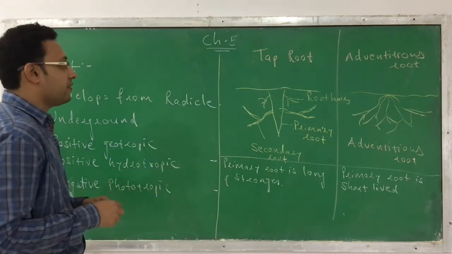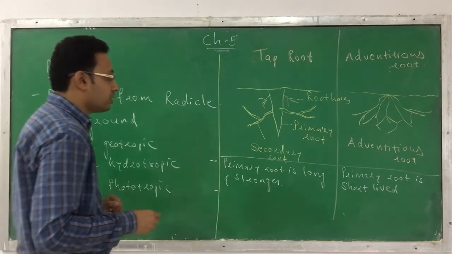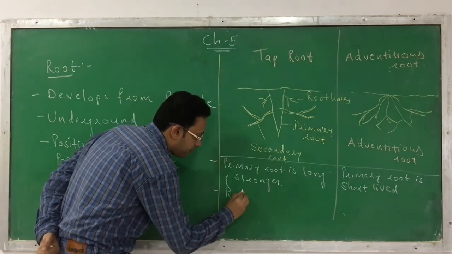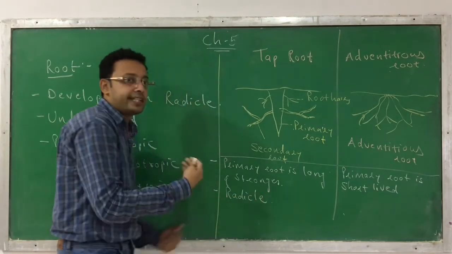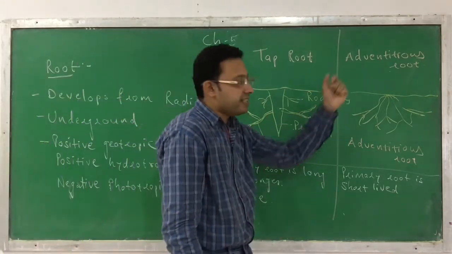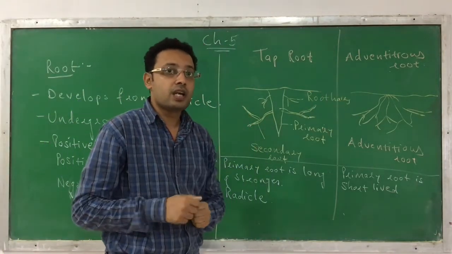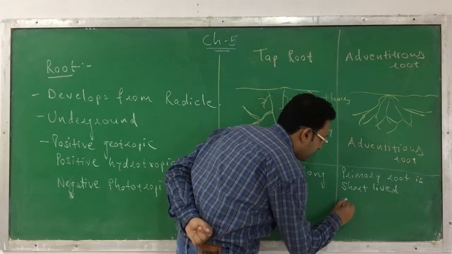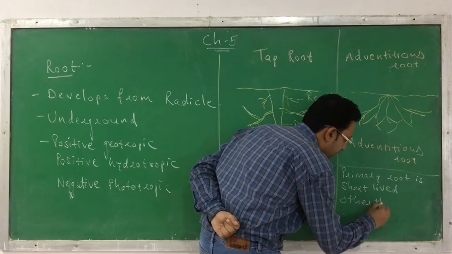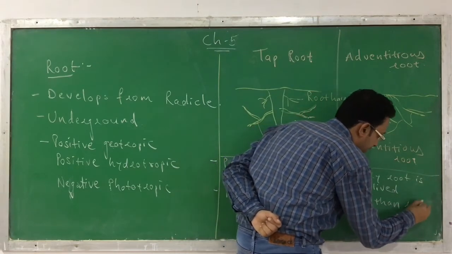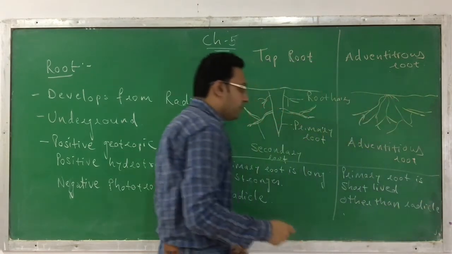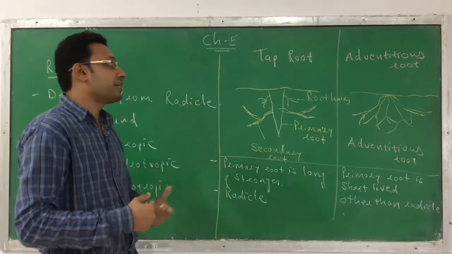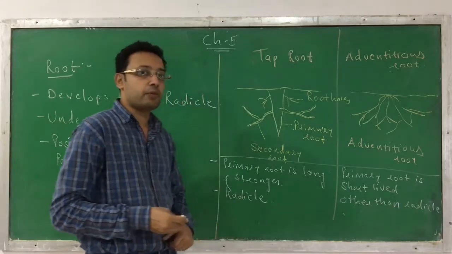The next characteristic you can find is that the taproot develops from the radicle. Remember, it is a root, so obviously it develops from a radicle. But these adventitious roots are special roots. They do not develop from a radicle. Instead, they develop from parts other than the radicle, like the hypocotyl or certain other parts. So this is the second point.